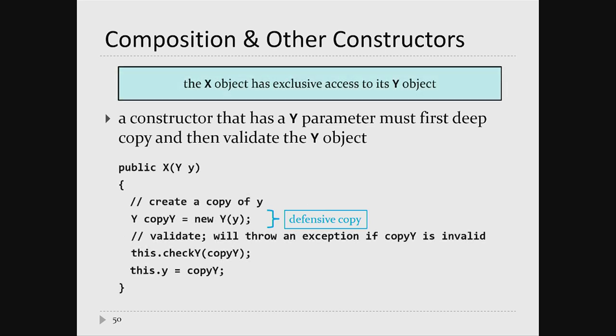If you have a constructor that takes in a Y object, though, now there's something different. When you have a constructor that accepts a Y object and you want to set the internal Y object to be equal to that one, you want it to be equal to the incoming object, then you have to copy the object. After you make your copy, you can then validate the copy. That's what checkY does. checkY is some made-up method here. You might just put the validation code right here, but if you have to do it a bunch of times, then it makes sense to make a method. Only after you validate the copy can you go ahead and set the field to refer to the copy.